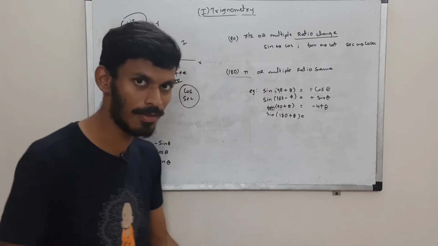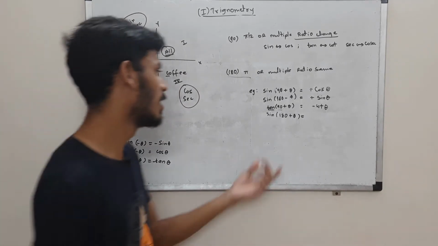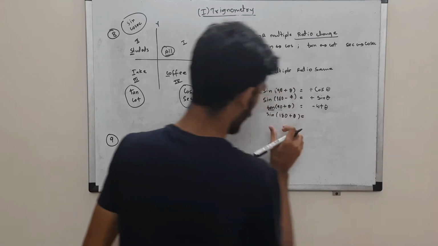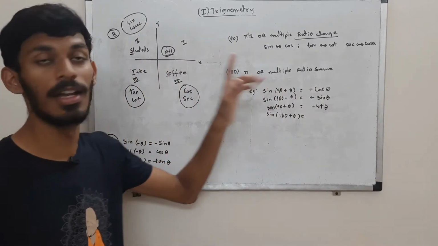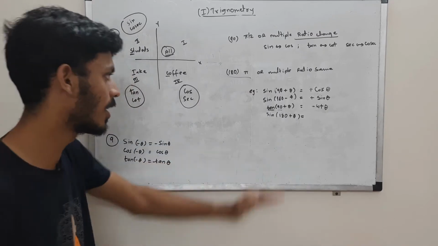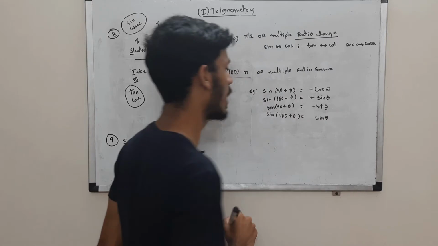Let's do the final one now. You can do it yourself. Comment the answer in the comment section. Now I'll do it. You can pause the video and try it for yourself. Sine of 180 plus theta. Now 180 is pi, so the ratio remains the same. Sine will remain sine, and you will simply have to write theta.